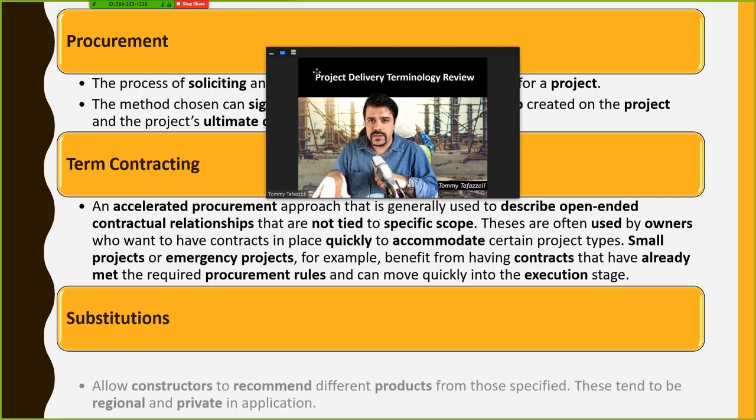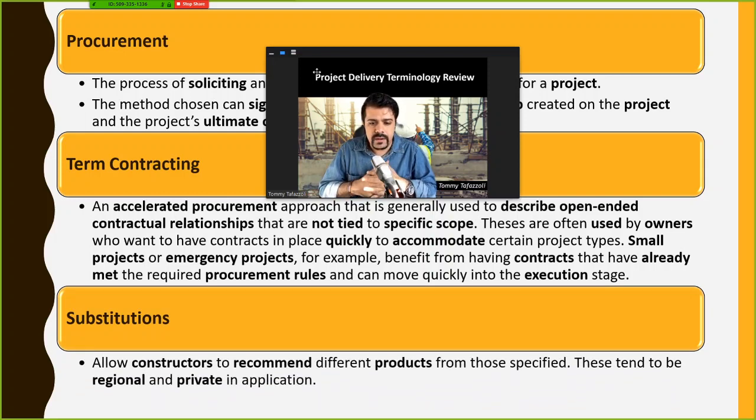So substitution is where the constructor recommends different products to the owner, and for example, they would say we could buy this product cheaper, or we could provide it more easily. So they suggest it to the owner, and since the owner is interested in lower cost, most of the time they agree unless there is an issue with what the contractor is suggesting.